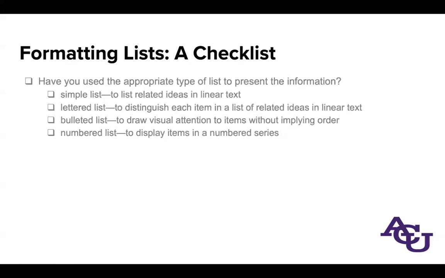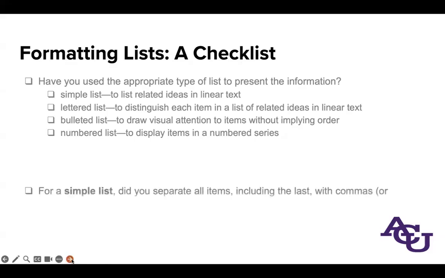The first thing you need to do is make sure you used the appropriate type of list to present the information. Use a simple list to list related ideas in your linear text, a lettered list to distinguish each item in a list of related ideas in your linear text, a bulleted list to draw visual attention to items without implying order, and a numbered list to display items in a numbered series. So you want to make sure you pick the right list type.